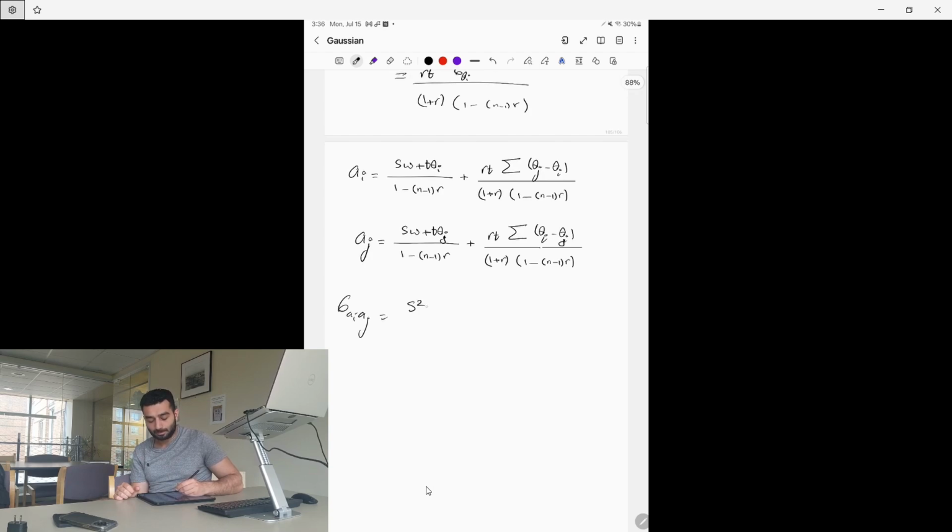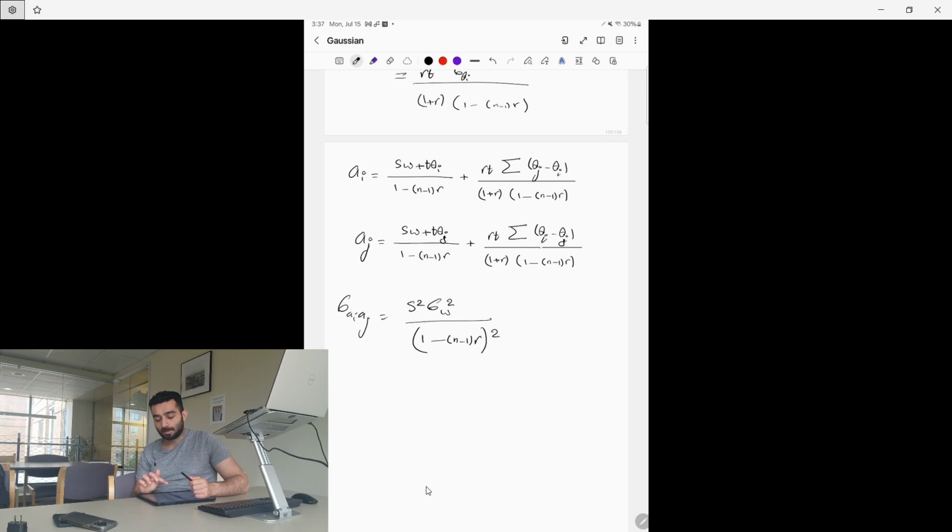s squared sigma omega squared over, like, omega of aj is only covered by the omega of ai, no other interesting part, right? S squared sigma omega squared over 1 minus n minus 1 r squared. And then what is from ai? Theta I.